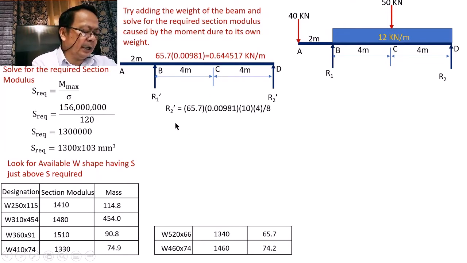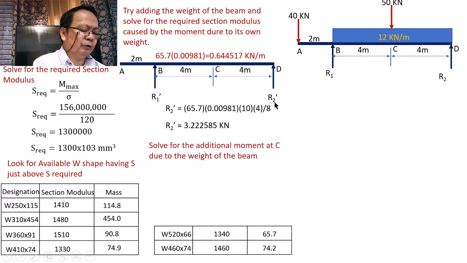And this can be taken by getting first for the resulting reaction at R sub 2. Di ba? R sub 2 due to the weight only of the beam. And this will be equal to 65.7 times 0.00981 times 10, representing the weight, times 4, representing the moment arm, divided by 8, representing the span. Okay, the moment arm of R sub 2 from this point B. And so from here, masolve natin yung R sub 2 to be 3.22585, yung reaction dito.